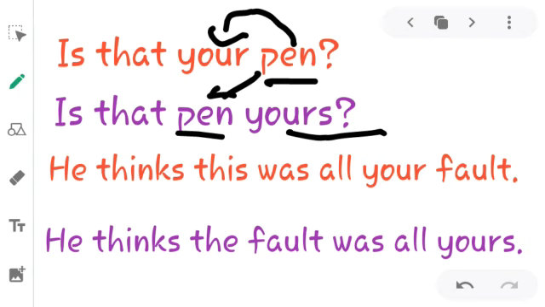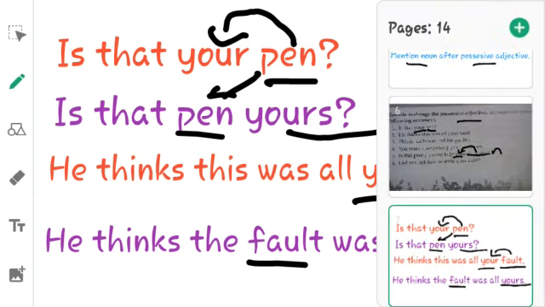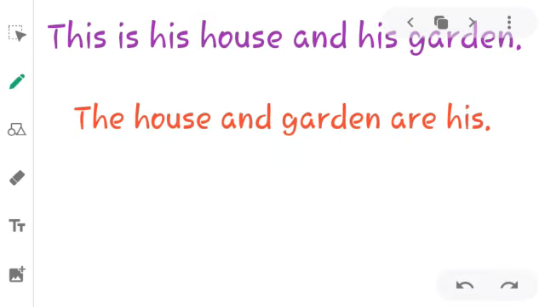In the next sentence, he thinks this was all your fault. So over here, fault is preceded by a possessive adjective. So we will convert it into a possessive pronoun. He thinks the fault was all yours. So we changed the place of the noun. Over here you can also see that there is no noun after the possessive pronoun. Next, this is his house and his garden. So here we have two nouns and we changed the position of the nouns. The house and garden are his.